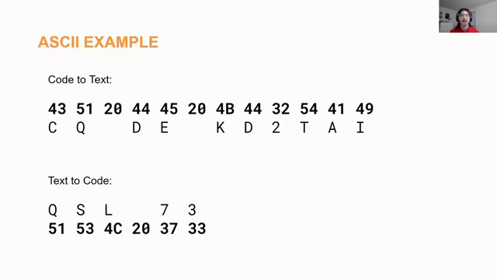And Q, that's 51. What does 20 mean? 20 means space. 44, that's going to be D. 45 is E. It's just +1. They come in sequence, and so on. If you just keep doing this again and again, you eventually get a string out of it, and that says CQD KD2TAI.